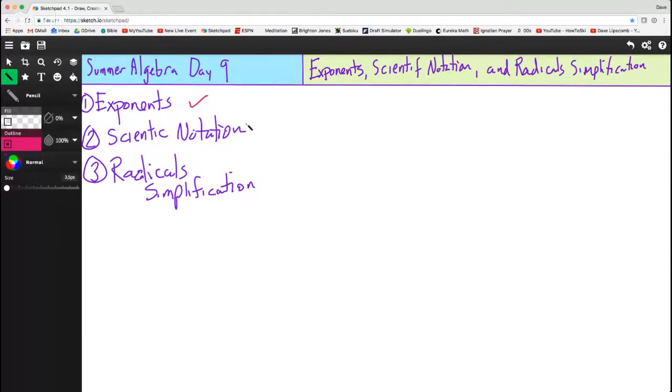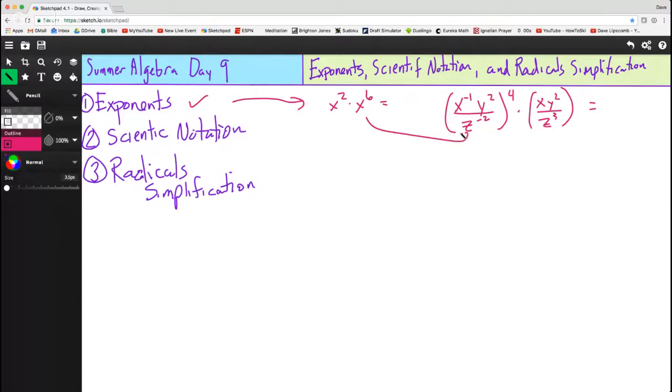Those will be problems like x squared times x to the 6th, or some of the easier versions. And then some of the harder versions will be stuff like x to the -1, y squared over z to the -2 to the 4th times xy to the 2nd z cubed, something like that. This is the easier version towards the more difficult.